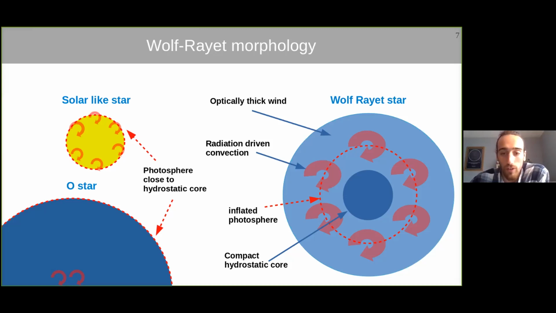So the fact that the photosphere is so far out in the wind means that if we observe the star, we actually collect with our telescopes light that comes from the photosphere and not light that comes from the hydrostatic stellar core.